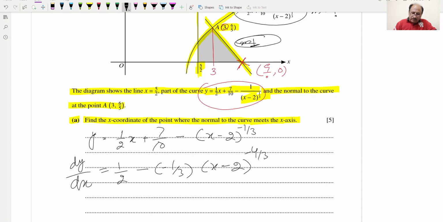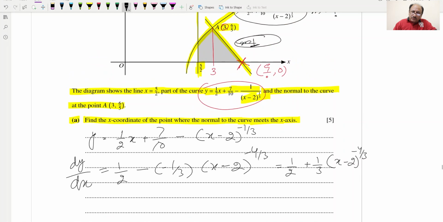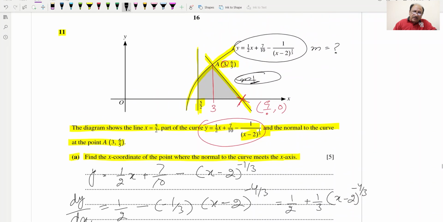And now we can rewrite this: minus and minus will switch to plus, so it will be 1 by 2 plus 1 by 3 into (x minus 2) raised to minus 4 by 3. Now at x is equal to 3, we need the gradient at this particular point. So gradient of this will be what?